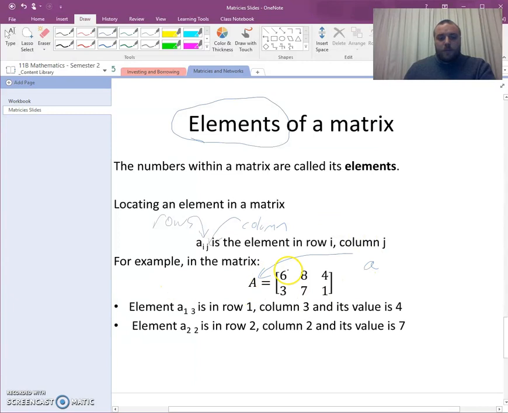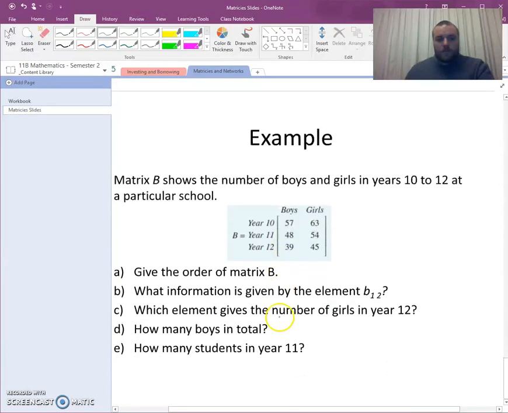So if we were, for example, looking at this element just here, that's a1,1, row 1, column 1. This element just here would be called a2,2, row 2, column 2. And this one here would be a, row 2, column 3. So a2,3. So each of these are the elements of the matrix.